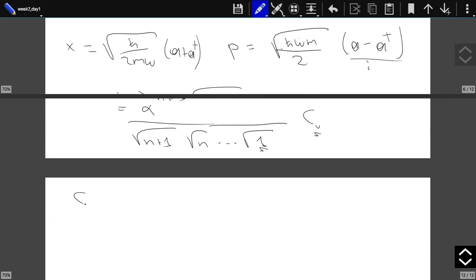Or let me write it in this form. Cn plus 1 is equal to alpha to the power n plus 1 over square root of n plus 1 factorial, times C0.